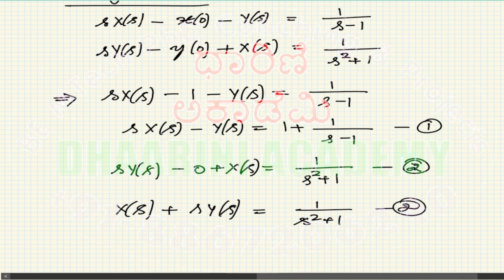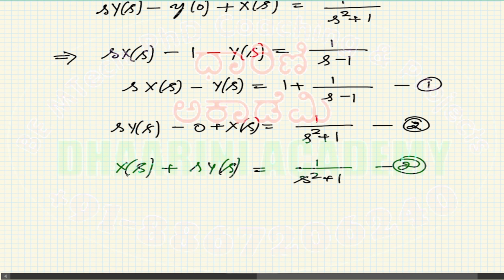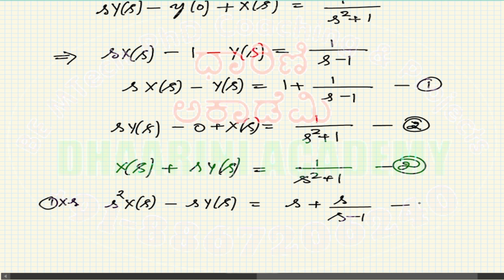All right. Now, equation 1, there is a s into x of s minus y of s. So if I multiply by s, y of s can be cancelled. Correct? So equation 1 into s is what I'm going to do now. That means it is s square x of s minus s into y of s equal to s plus s by s minus 1. Just verify once.